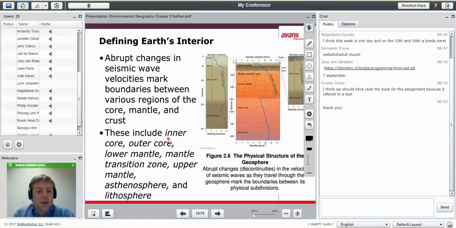So these include the inner core, outer core, the lower mantle, the mantle transition zone, the upper mantle, which you see here, right? So inner core, outer core, lower mantle, upper mantle, and then you have the asthenosphere and the lithosphere here, and at the very top, the crust.